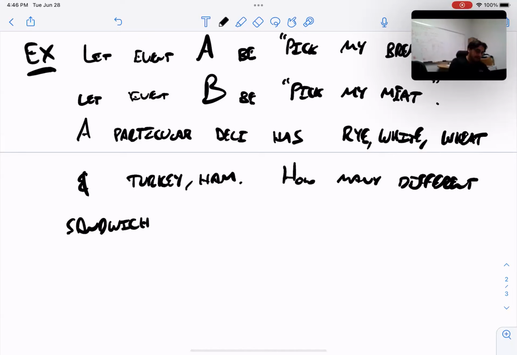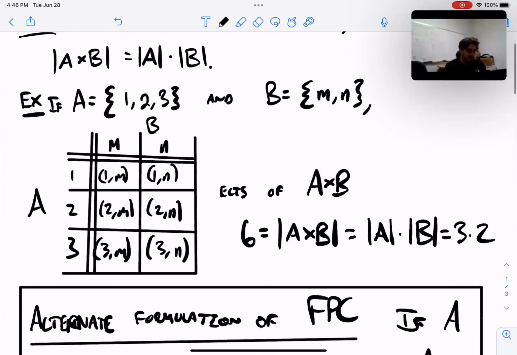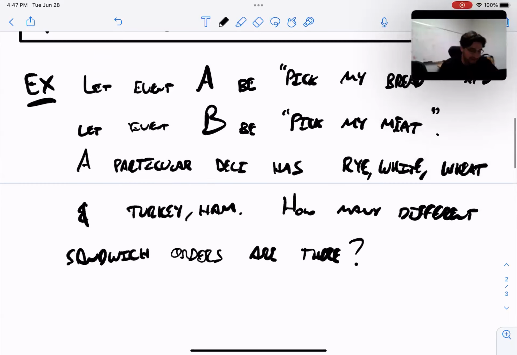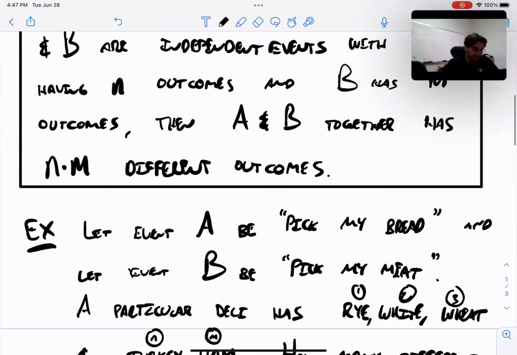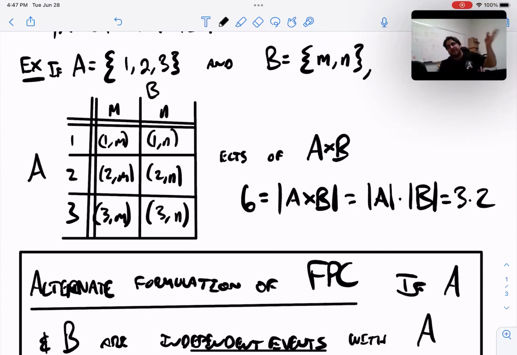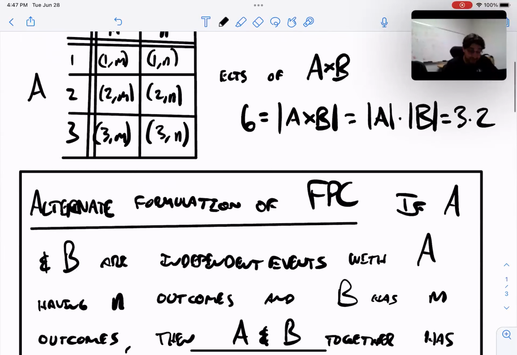And you can think of this as exactly the same as what we had up here, right? It's just instead of calling it 1, 2, 3 and M, N, which were just sort of arbitrary names, now they mean something. 1, 2, 3 is bread option number 1, bread option number 2, and bread option number 3. And our N and M is now meat option letter N and meat option letter M, right? So besides that, it's exactly the same question as up here, right? You're doing pairs of bread, comma, meat, and that builds your sandwiches.